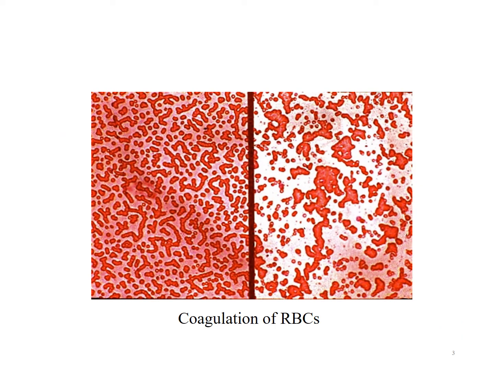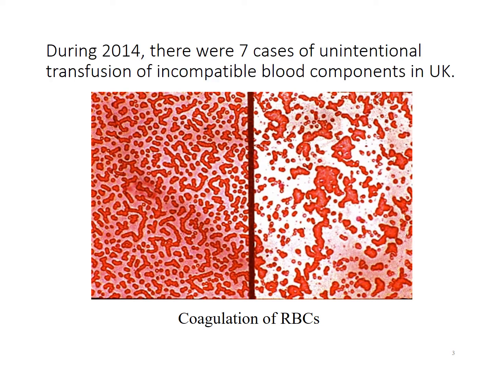So this is how the blood sample should look. You can see how these red blood cells clump together because of blood coagulation. In 2014, there were 7 cases of incompatible blood transfusion in the UK. While I do not have the data for Malaysia, I think it also happens here, as human mistakes happen everywhere in the world.